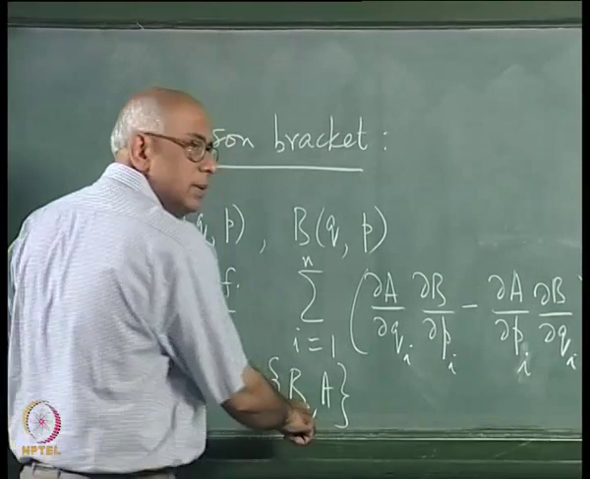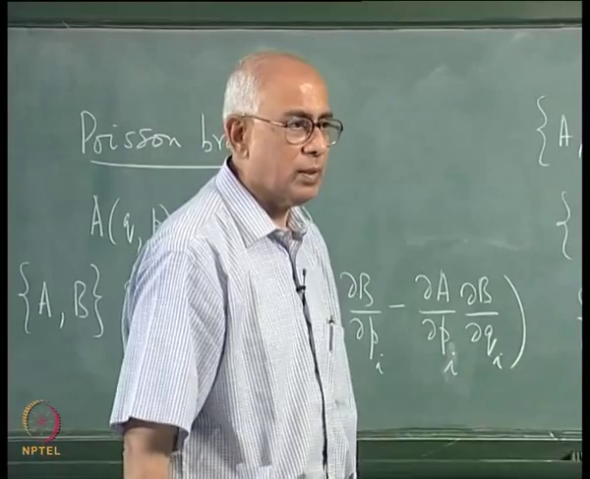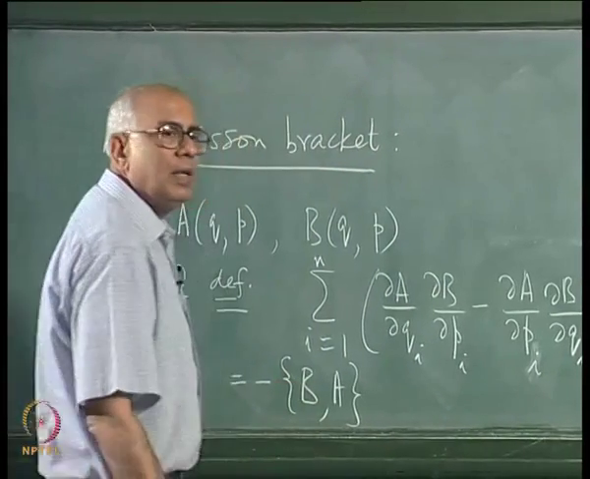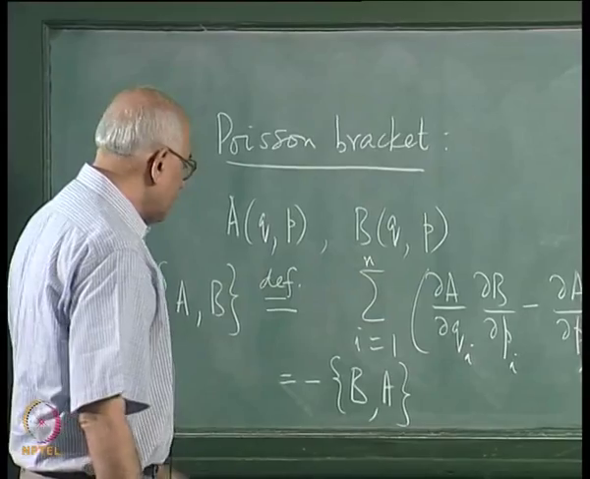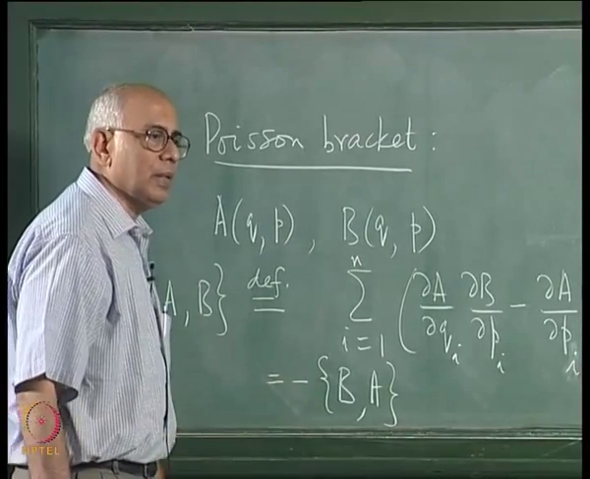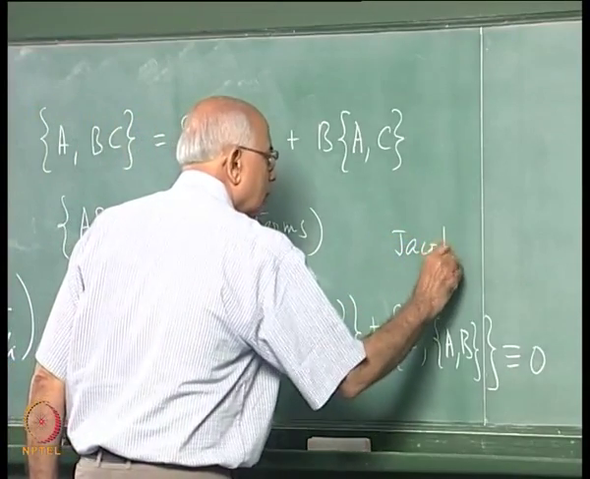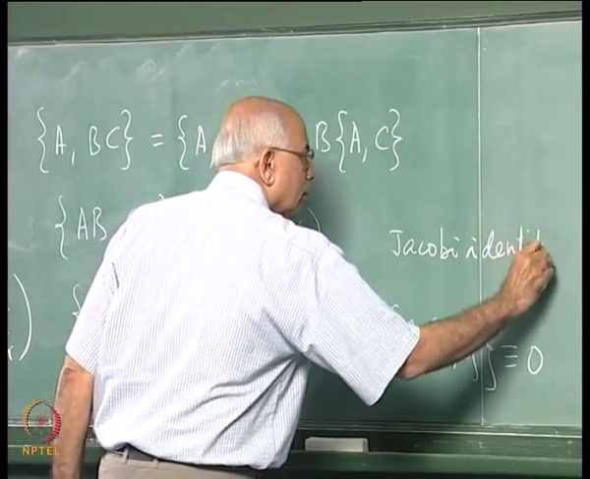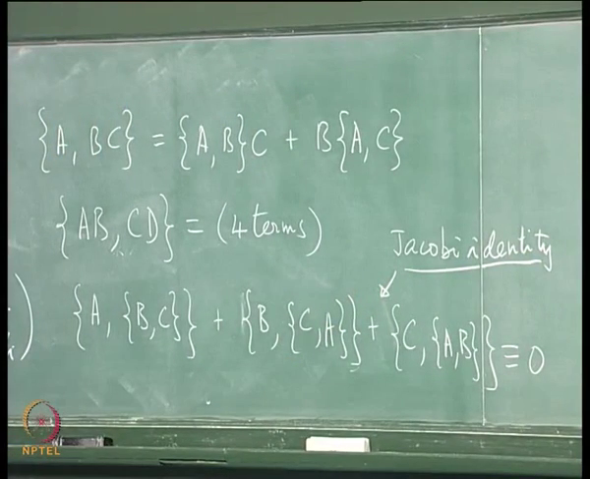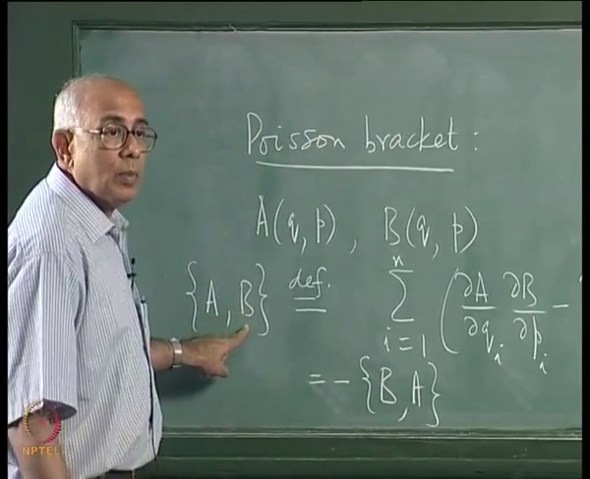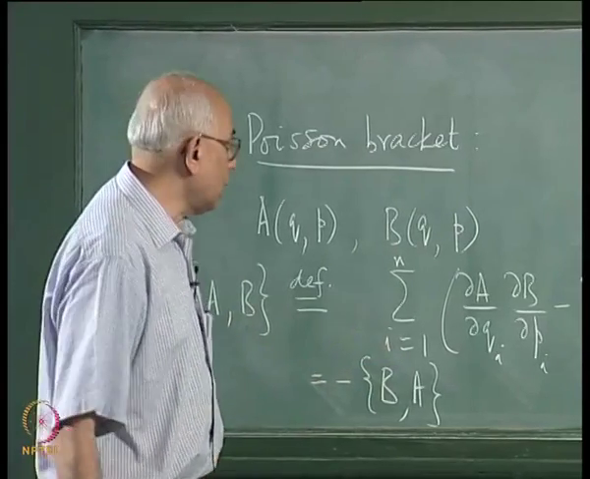So you have got a set of objects A, B, C, etc., which are functions of the phase space variables in a Hamiltonian system. And among those functions, I have defined a certain bilinear structure called the Poisson bracket. I take two of them at a time and I create a new function. That function has the antisymmetry property, and it also has this property which is called the Jacobi identity, and it has the usual properties such as the Poisson bracket of A with a constant times B is the constant times the Poisson bracket of A with B.